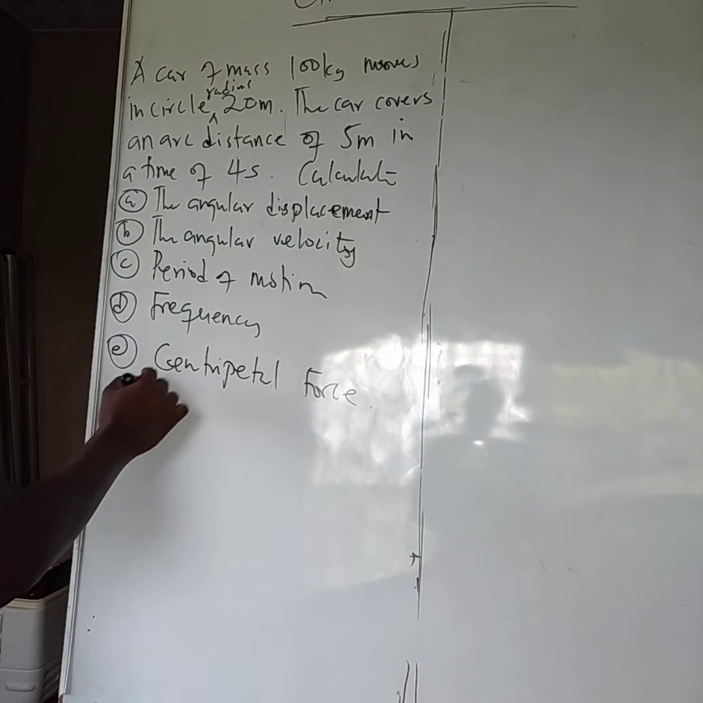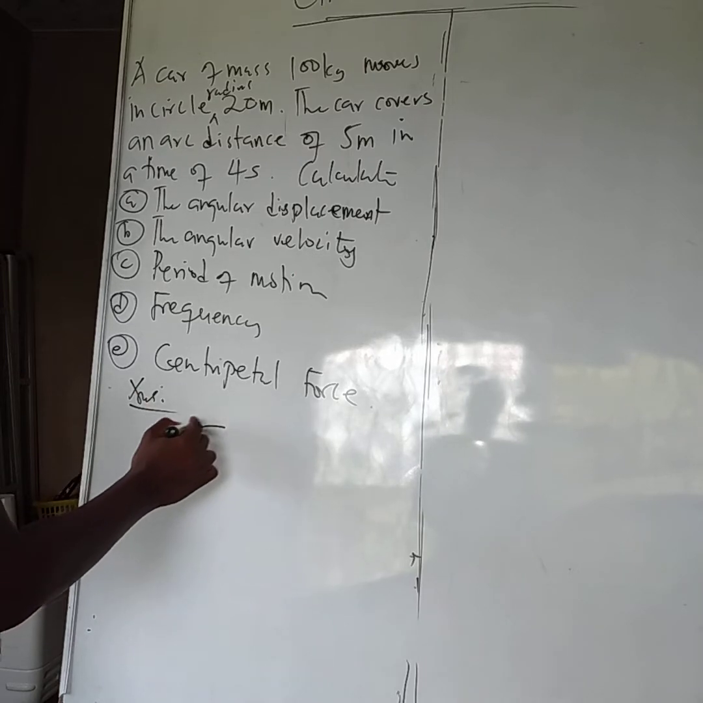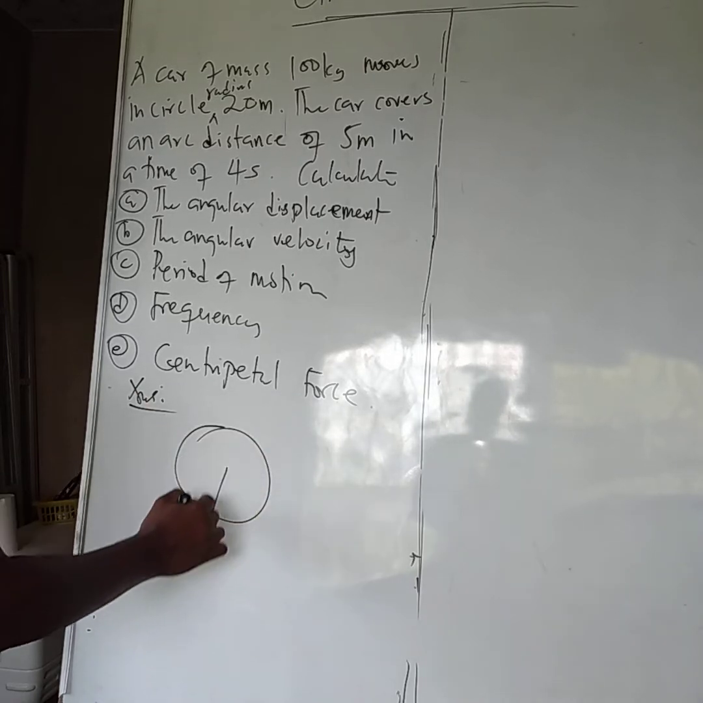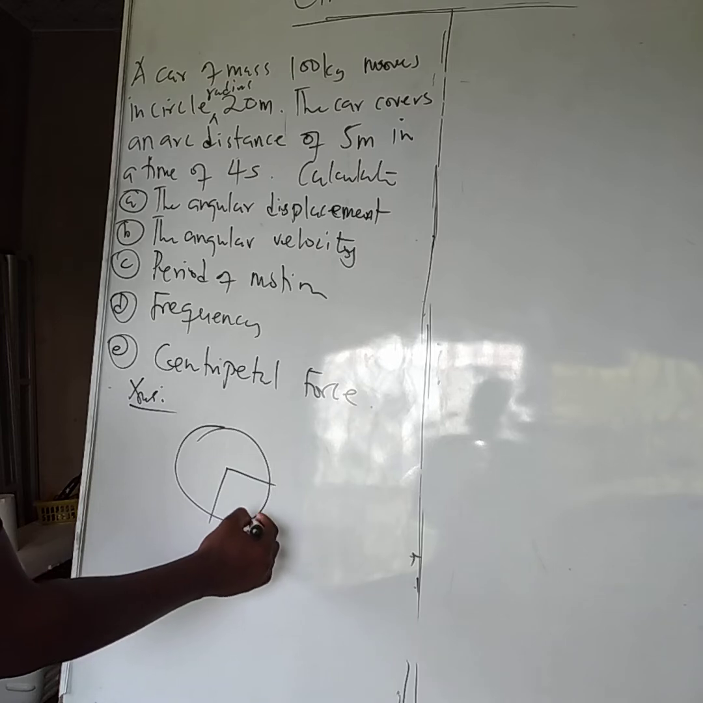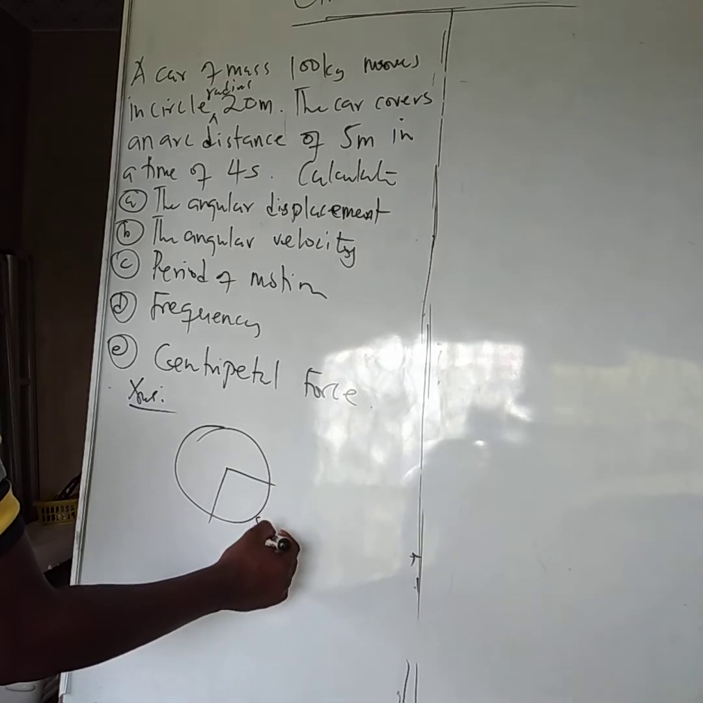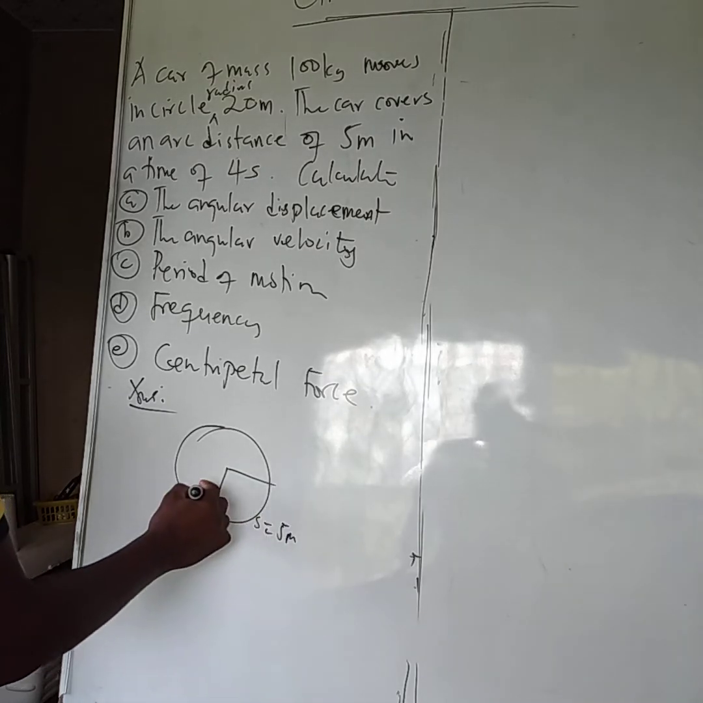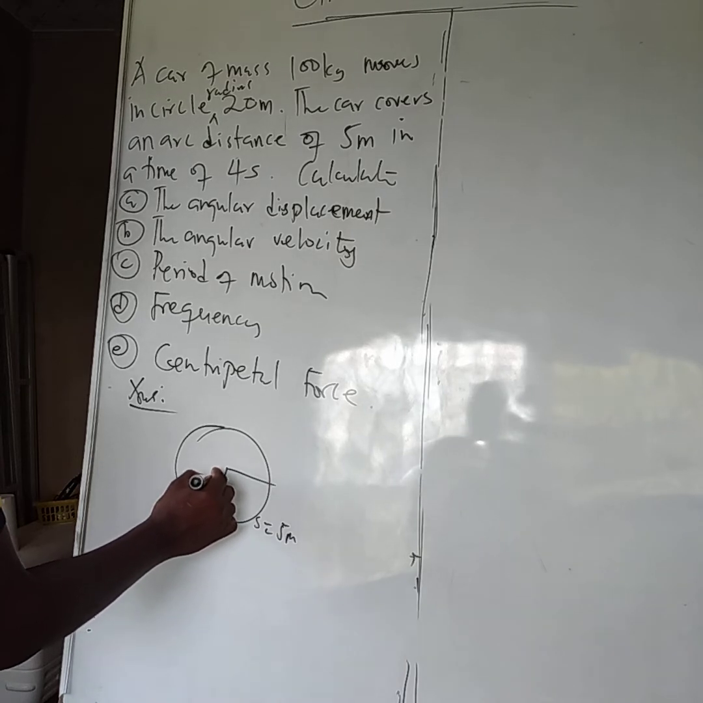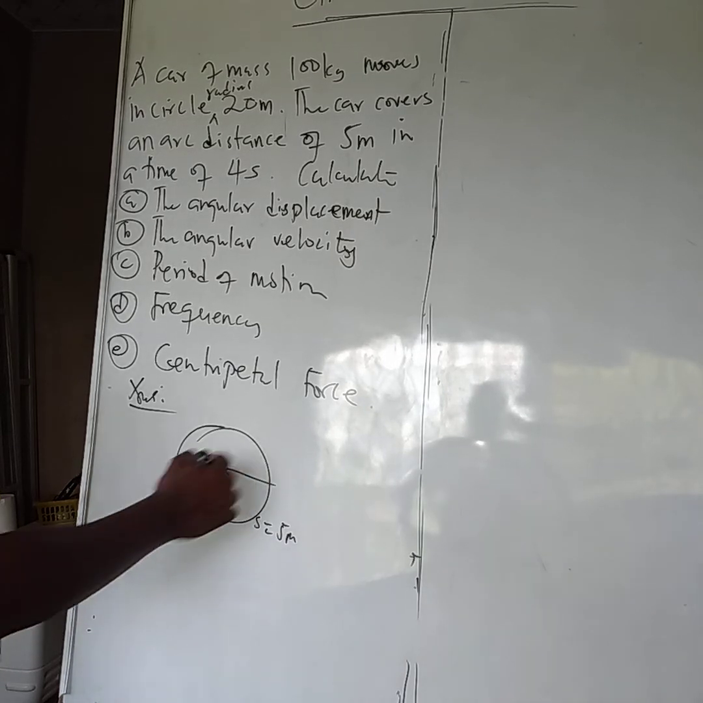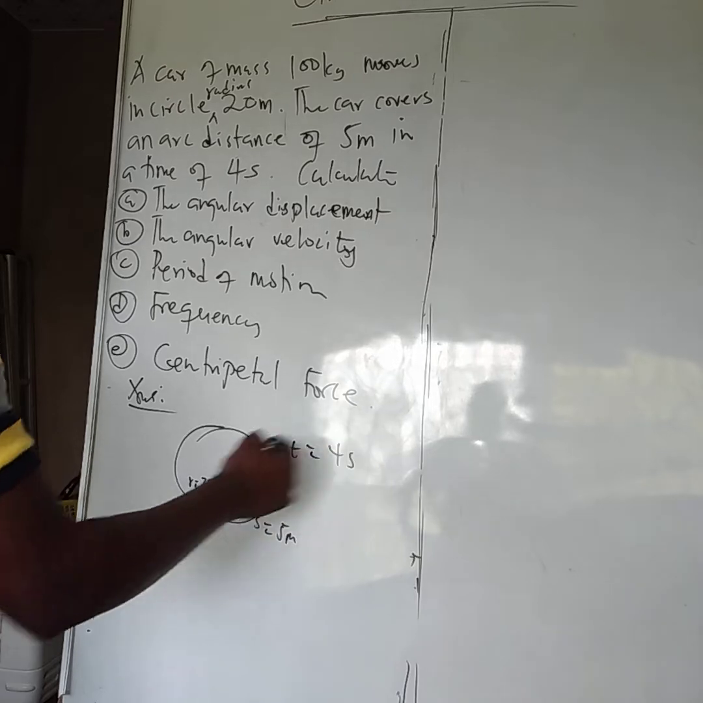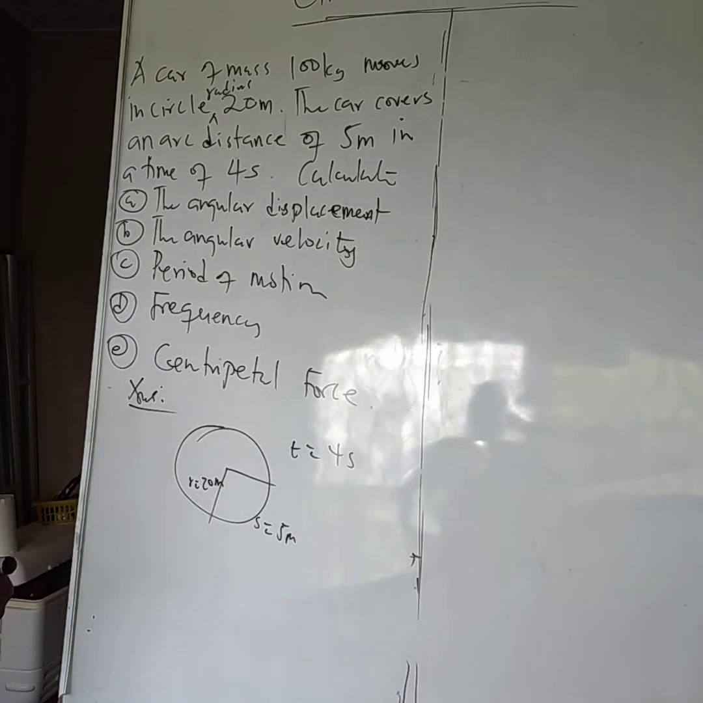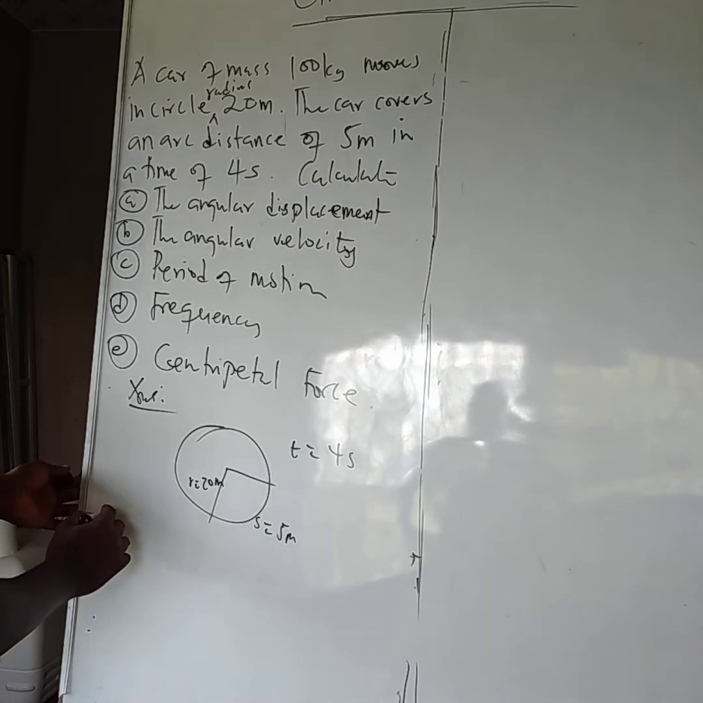Before I move on to solve the question, let me just draw a quick diagram. So I have a radius, I have an arc distance. So S is equal to 5 meters. I have my radius to be 20 meters, and then I have a time of 4 seconds. So this is the information that I have from the question.